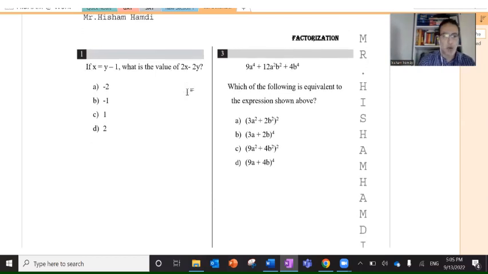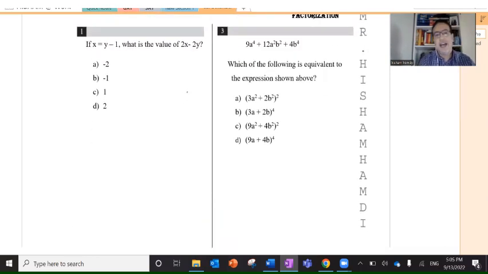For example, number 1. In number 1, it says that x is equal to y minus 1. What is the value of 2 times x minus 2 times y? You can say that, Mr. Hisham, I'm going to replace x with y minus 1. So it's 2 times (y minus 1) minus 2y. Then I'm going to expand. So it's 2y minus 2 minus 2y. So the answer is negative 2.